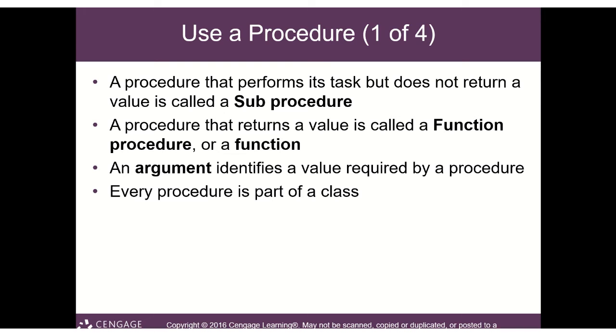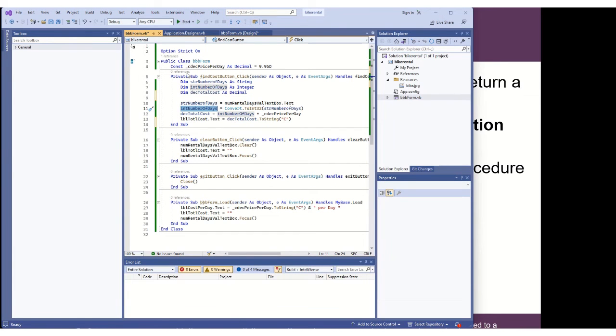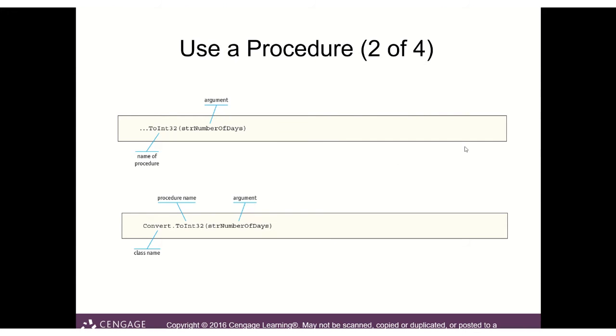An argument identifies a value required by a procedure. Every procedure is part of a class. So you see here an example. These are all the procedures. You can see that these are the arguments. Sender and E are the arguments. But this procedure does not return anything, and also it is part of a class. So use a procedure, for example: Convert is the class name. It has a procedure ToInt32, and that's the argument. That's the way it works.